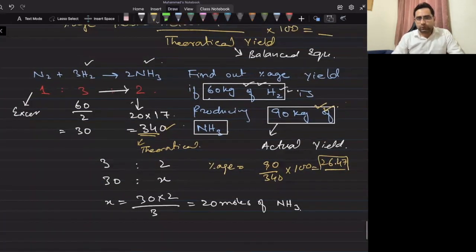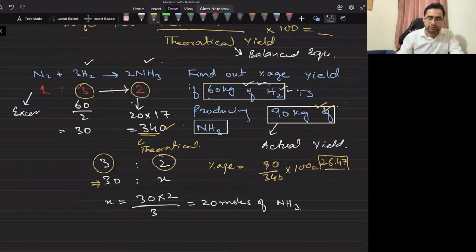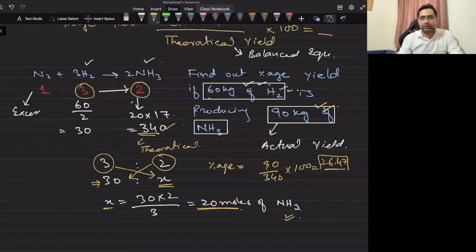Iman Fatma, you are asking, sir, the ratio of hydrogen is 3, right? Yes, this is 3:2. 30 moles will give you how much ammonia? So you will apply cross multiply, and the value of X is 20 moles. Then you will multiply with the Mr of ammonia to get the mass in gram. That is your theoretical yield. I hope you got this concept of how we can use ratio.